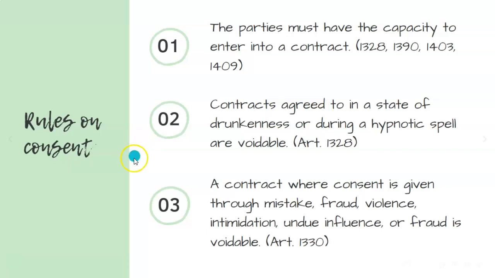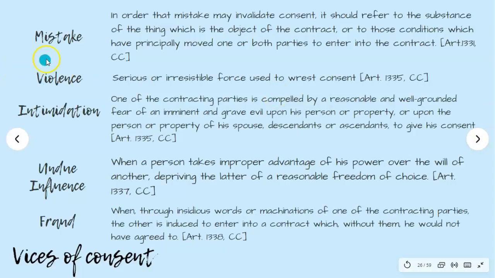Okay. Yung mistake, fraud, violence, intimidation, and undue influence, voidable yon. Pero meron tayong mga nilagay dito na ano ba yung mistake? Mistake. These are the 5 vices of consent. First one is mistake. In order that mistake may invalidate consent, it should refer to the substance of the thing which is the object of the contract, or to those conditions which have principally moved one or both parties to enter into the contract. Violence, yung serious or irresistible force used to wrest consent.